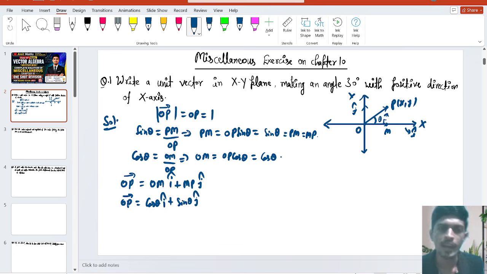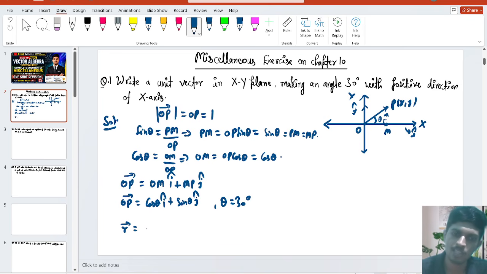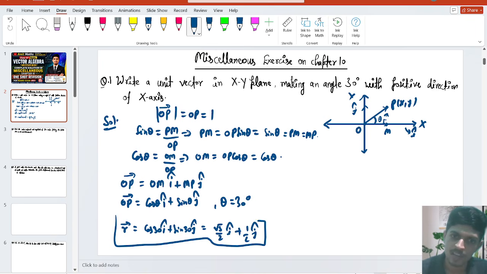So we need to find OP, which is a unit vector. What is the angle here? Theta is equal to 30 degrees. So we write vector OP, simply vector r, as cos 30 i cap plus sin 30 j cap. Putting the values, cos 30 is root 3 by 2 i cap, and sin 30 is 1 by 2 j cap. So this is our answer.